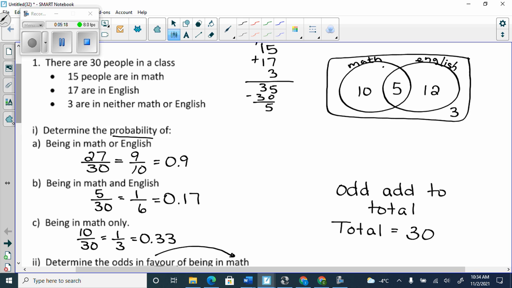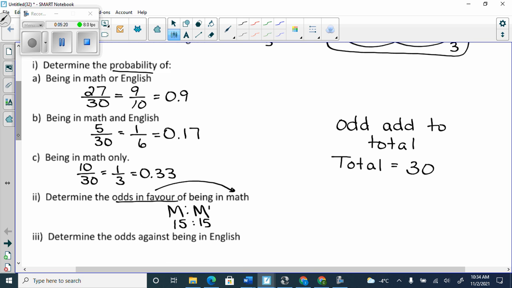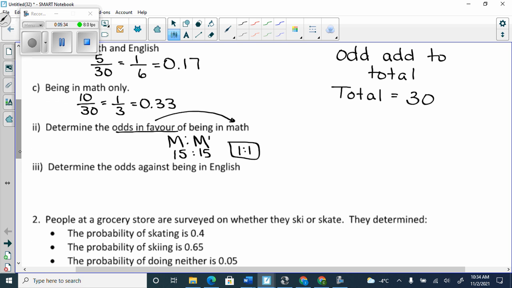Now, how do we reduce 15 to 15? What do we get? 1 to 1 would actually be the answer they're going to look for on your multiple choice. Okay? We always reduce them. Now, I know that doesn't add to 30, but your 15 and 15 does. So reduce isn't going to add to your total. Okay. What was the next one?